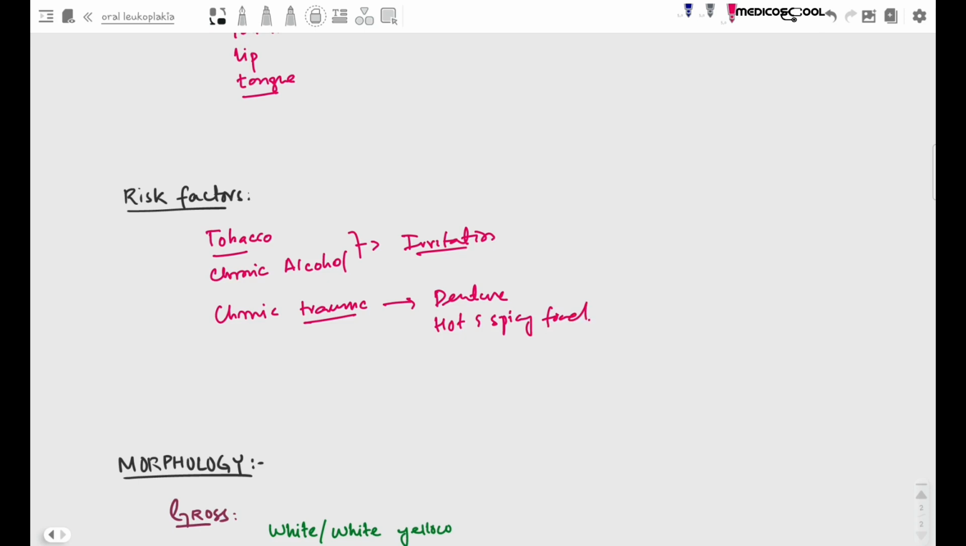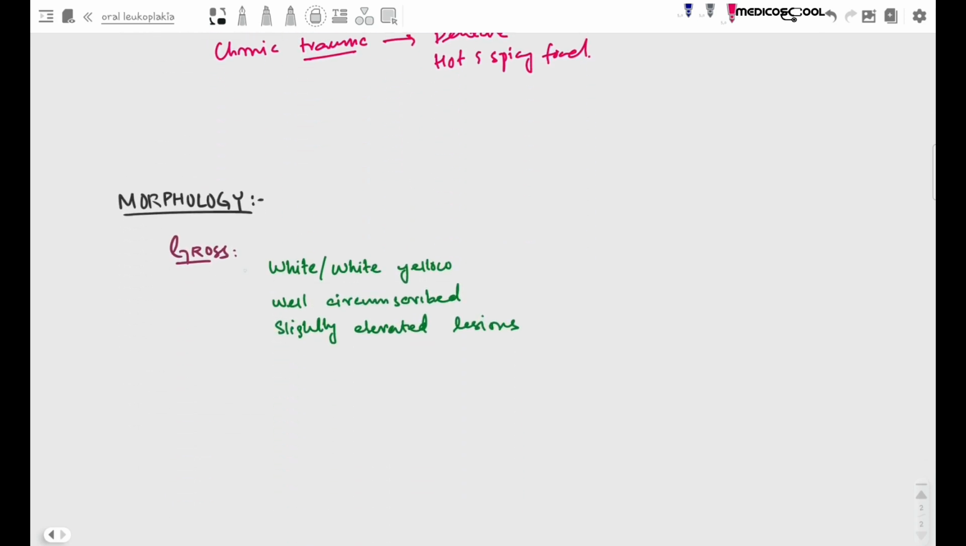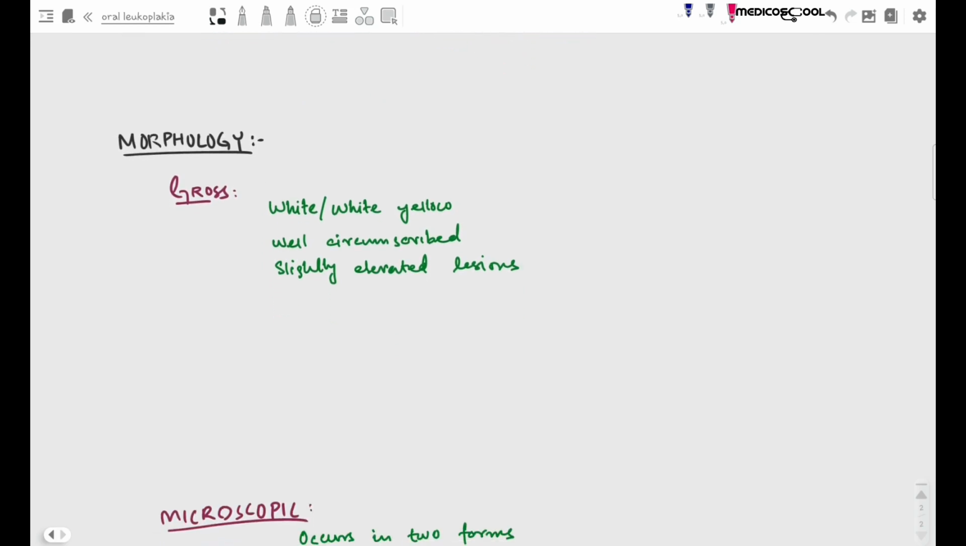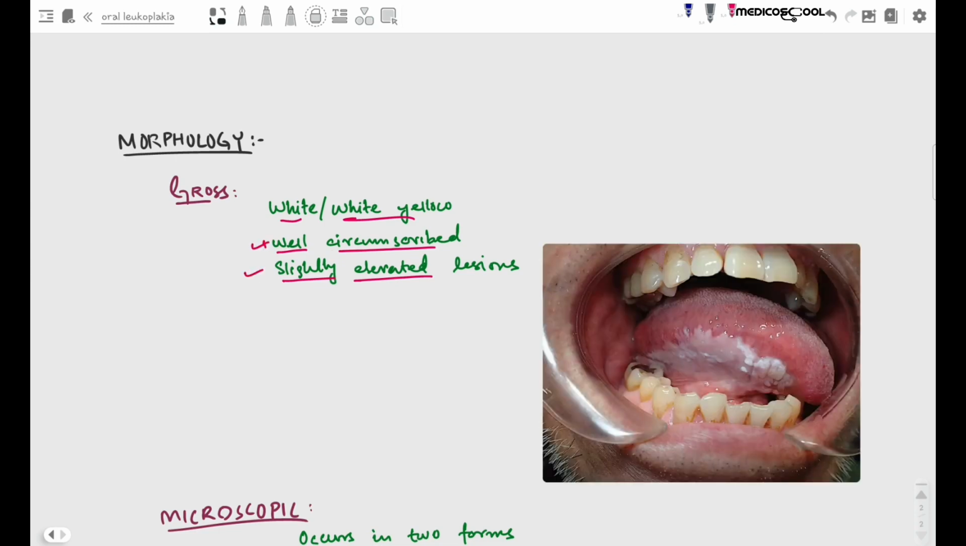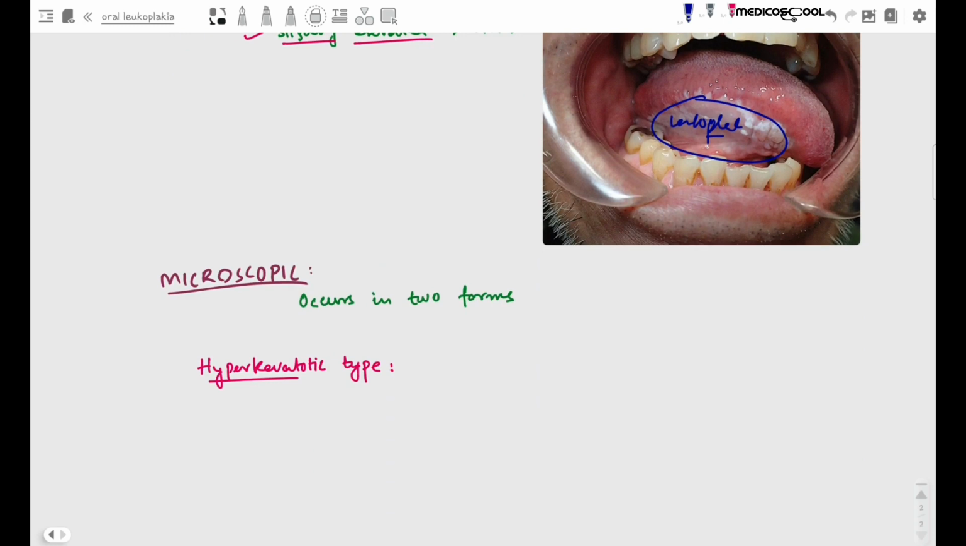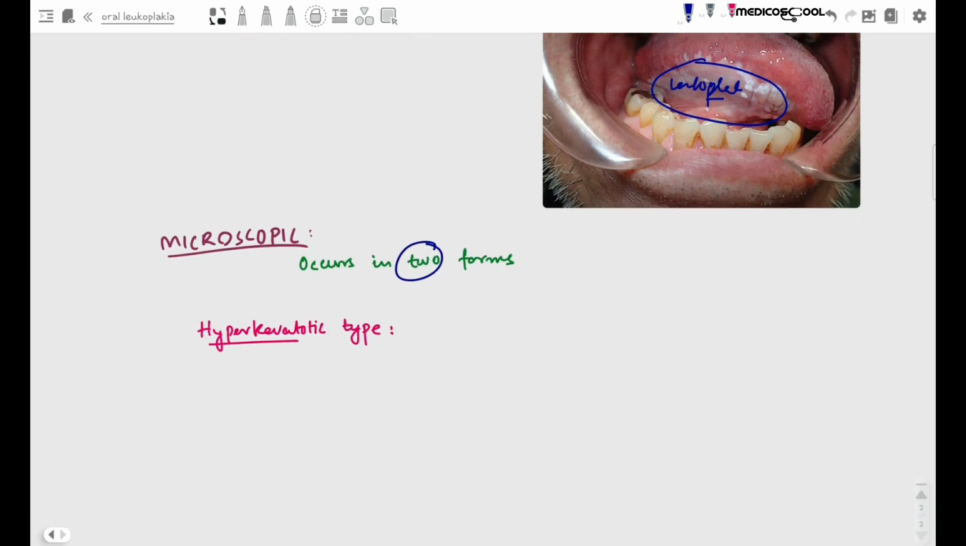Now, talking about the morphology, grossly we can see leukoplakia as white or whitish yellow patches, as I have already discussed, but they are well circumscribed. And they are slightly elevated lesions. So here you can see these white patches or white lesion, and this is leukoplakia.